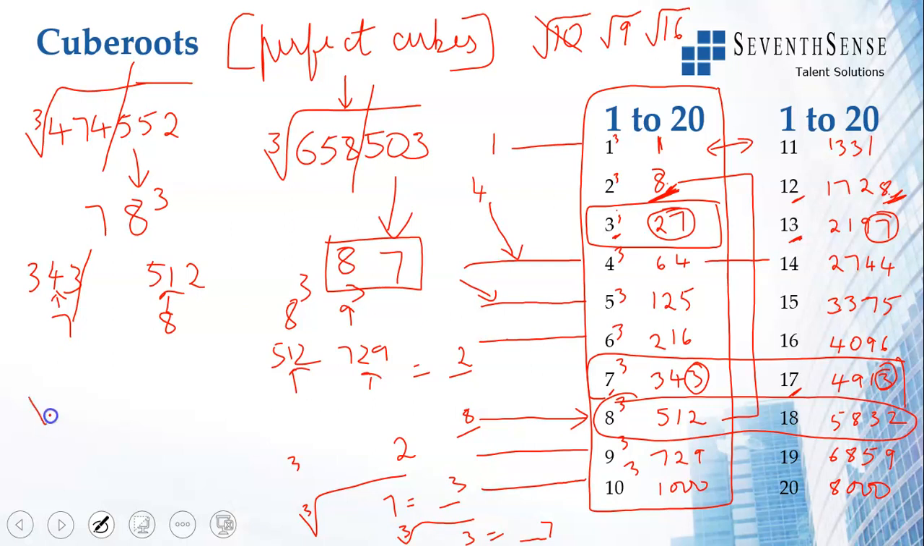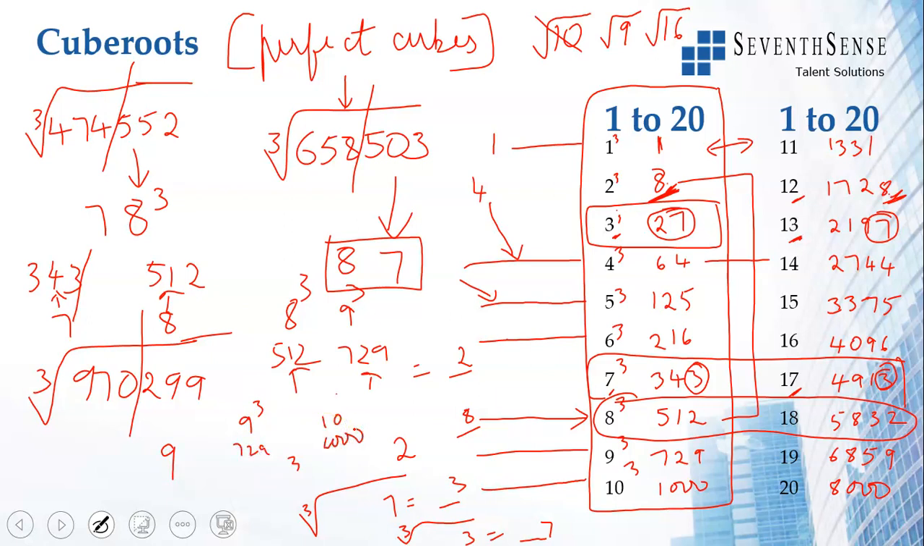Let us look at this: 970,299. This number is ending in 9, so the cube root should also end in 9. 970. So 9 cube is 729. 10 cube is 1000. So this 970 is between these two numbers. So take the lower of the two numbers. So this is 99 cube.